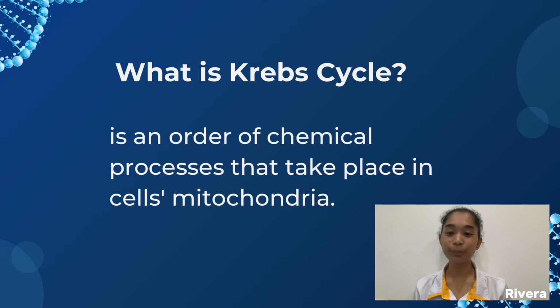The Krebs cycle. Greetings everyone, my group members and I will be explaining the Krebs cycle steps. So what is the Krebs cycle? The Krebs cycle is a fundamental metabolic process that takes place in the mitochondria of cells. It is also referred to as the citric acid cycle or the tricarboxylic acid or TCA cycle.